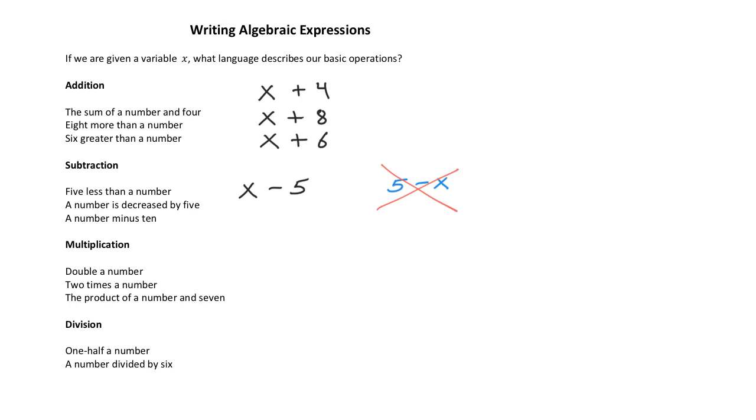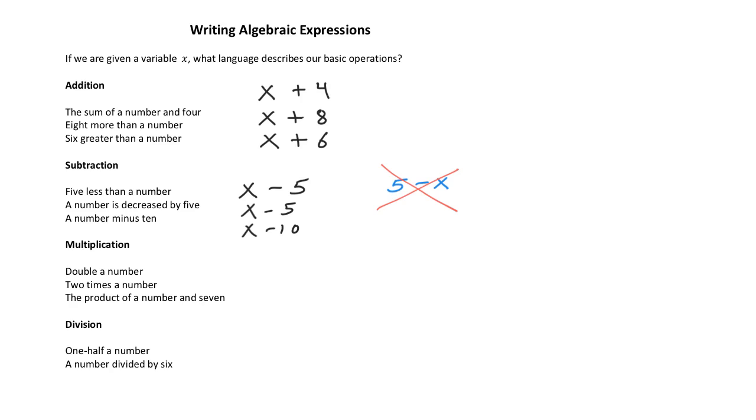So the same thing for the next couple of statements. A number is decreased by 5. That means the same thing. We start with a number and we're taking 5 away. And then a number minus 10, still same idea, subtracting some number from a given variable.